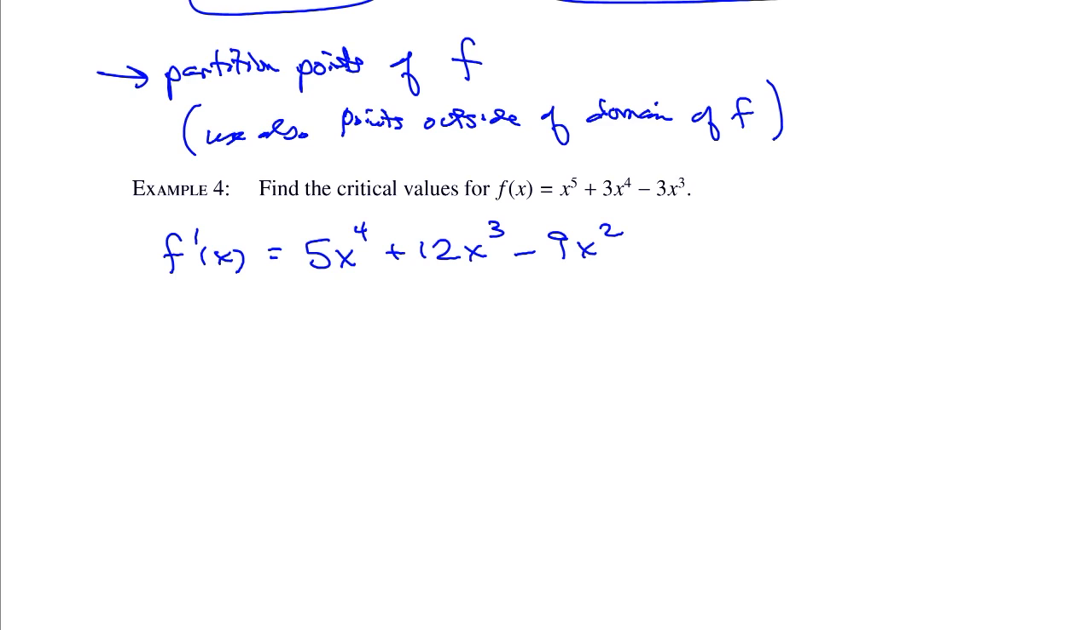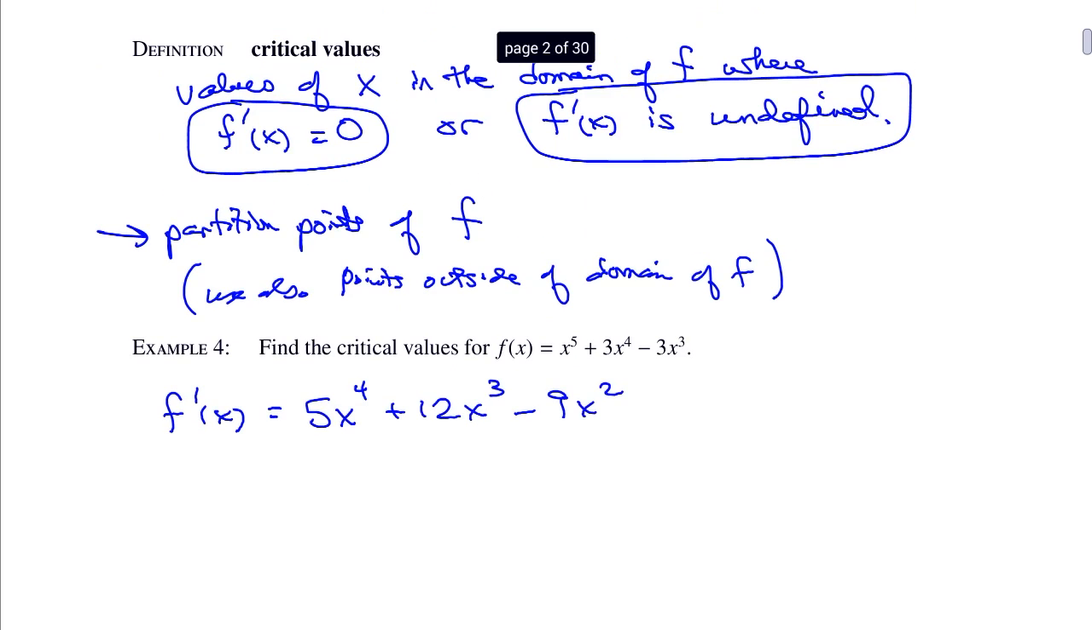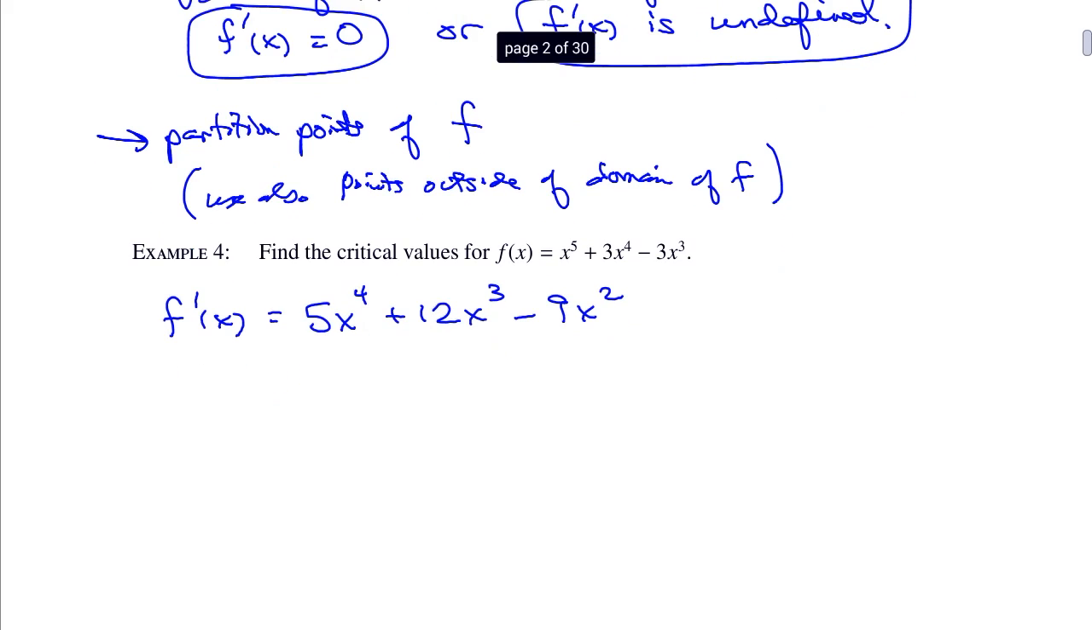All right, so we find the derivative, then what type of function is this? Polynomial. Polynomials are continuous. Where? Everywhere. So the second part of the critical value definition: where is f prime undefined? It is not undefined anywhere, so that part is taken care of. So the only part you need to worry about is f prime equal to 0.